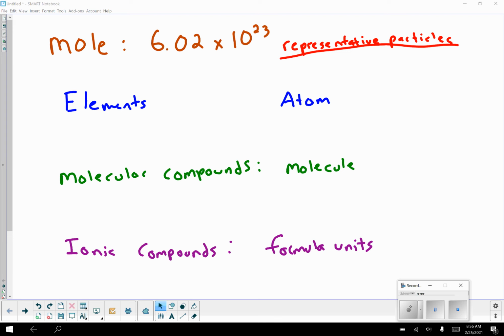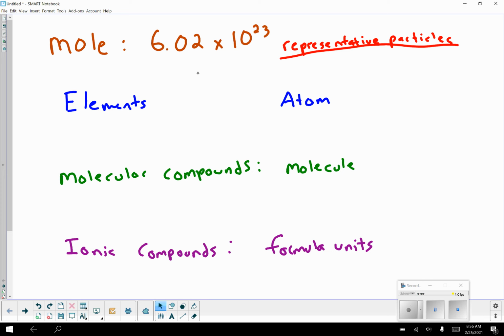Okay, gentlemen. Today we're talking about moles. We're going to continue talking about them and doing molar conversions. Just a reminder, a mole is a unit, and it's just a counting unit. It just means that you have 6.02 times 10 to the 23rd of something.